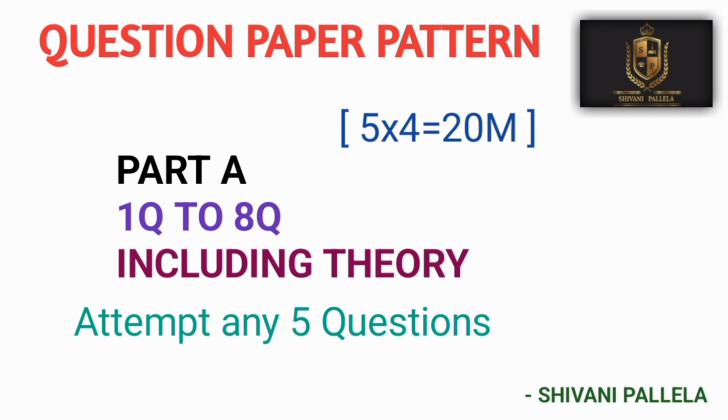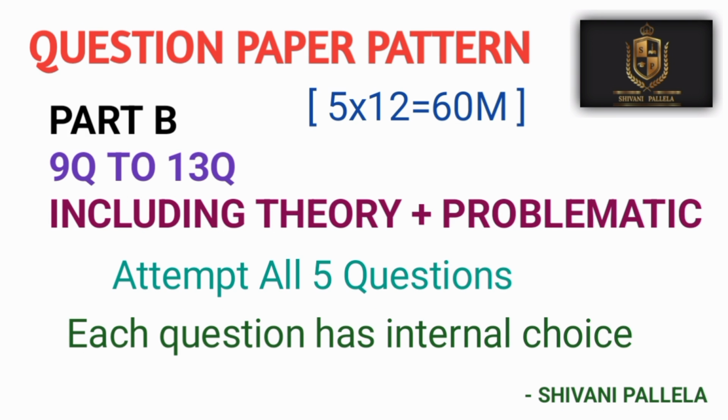So Part A will have questions 1 to 8, including theory as well as problematic. FA is a problematic subject, but in that also they may ask theory, or else they may give a small short problematic question and ask you to solve it. For that it will have 4 marks in Part A, and you need to attempt 5 into 4. If you are attempting a theory question in Part A, then you should write a page and a half of theory answer in the examination, which carries 4 marks. Only then can you score 3 to 4 marks, or 4 marks, for each question in Part A.